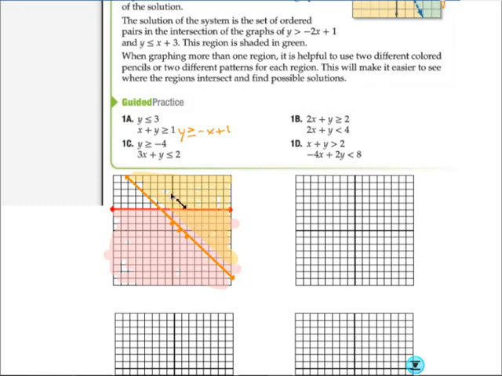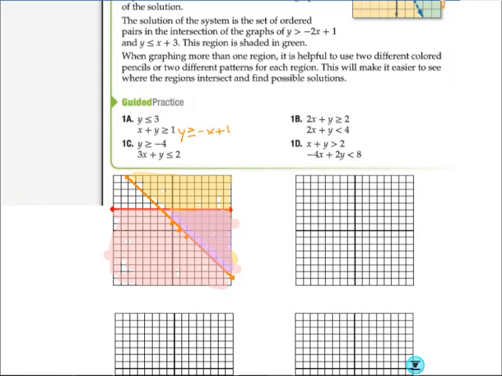Now our answer on this section is where the shadings overlap, and that is this part right here. So that section would be our answer. Okay, go ahead and pause the video, try 1B, C, and D. We'll do these together in class. We'll walk through them on Tuesday.